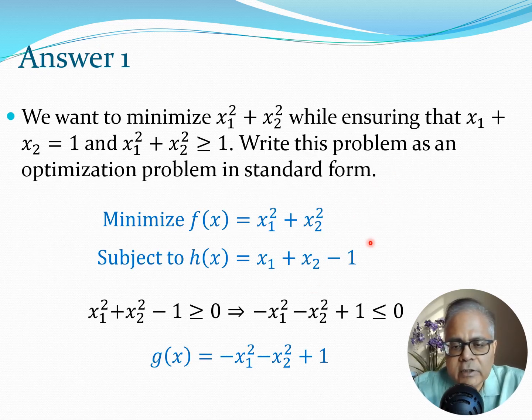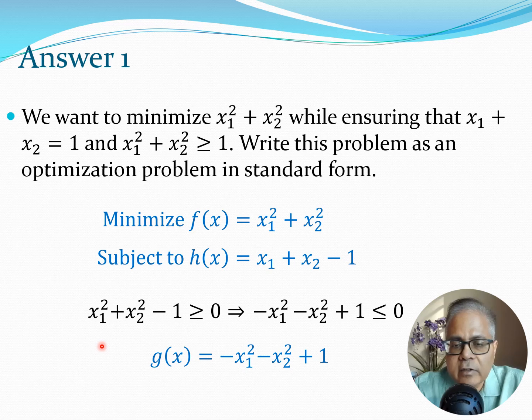Now, if we want to put this problem into the standard form, we have to write it in a certain manner. As far as the objective function is concerned, we can write it as minimize f of x is x1 square plus x2 square. Now there are two constraints here, so we can say subject to the first constraint, that is going to be h of x equals x1 plus x2 minus 1. Remember, the constraint has to have the form h of x equal to 0. So here when we have the constraint as x1 plus x2 equal to 1, we rewrite this as x1 plus x2 minus 1 equal to 0.